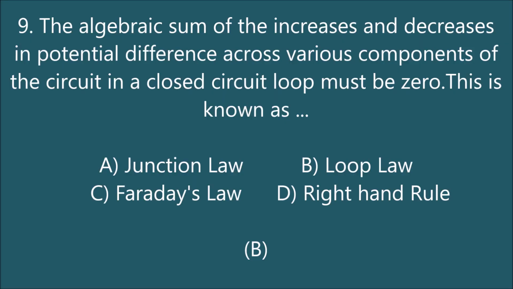Next question. The algebraic sum of the increase and decrease in potential difference across various components of the circuit in a closed circuit loop must be 0. This is known as junction law, loop law, Faraday's law, right hand rule. B is the right answer. It is called loop law. This law is based on the conservation of energy.